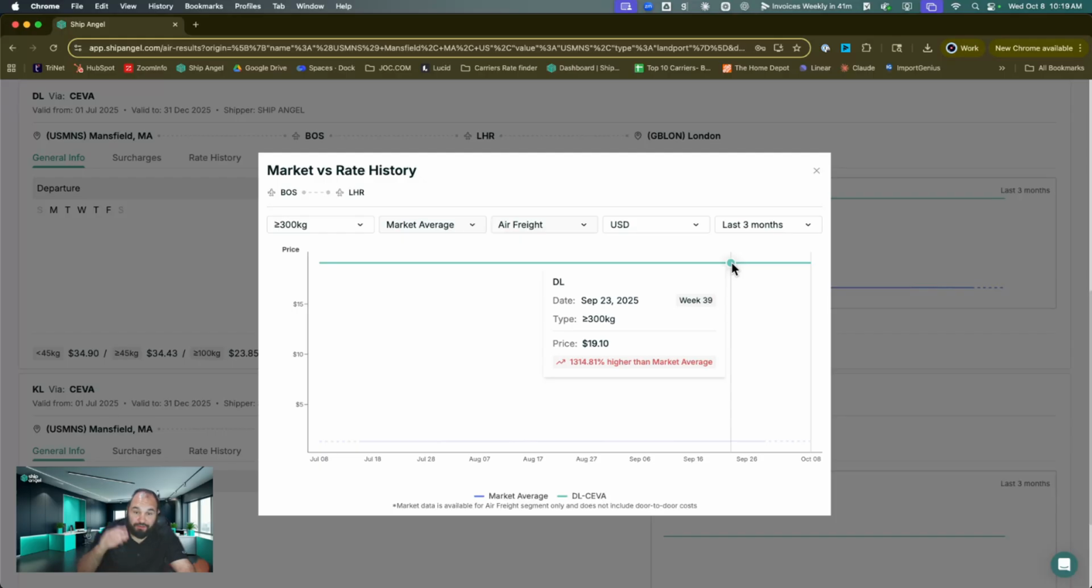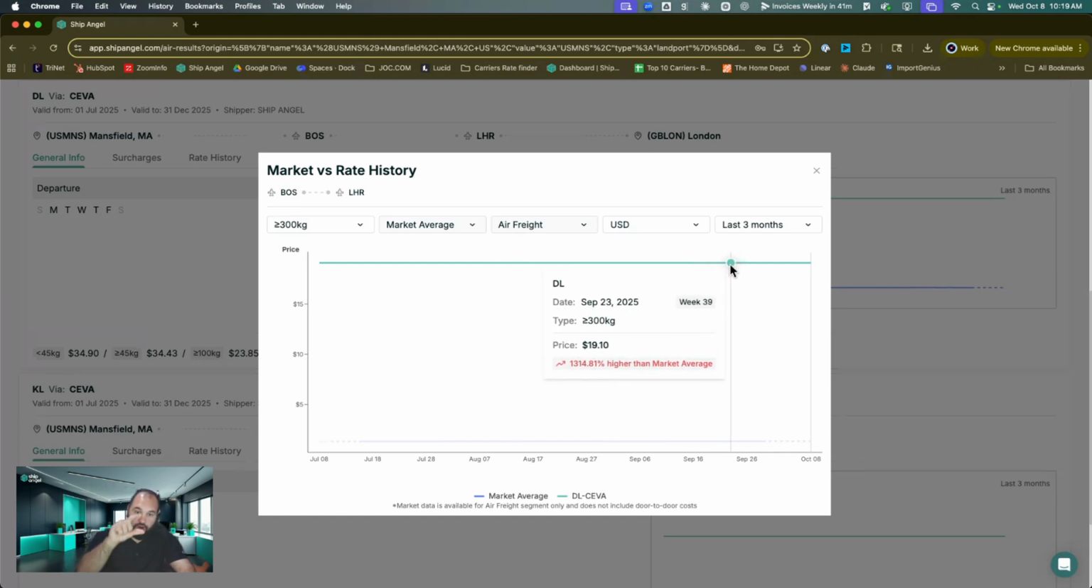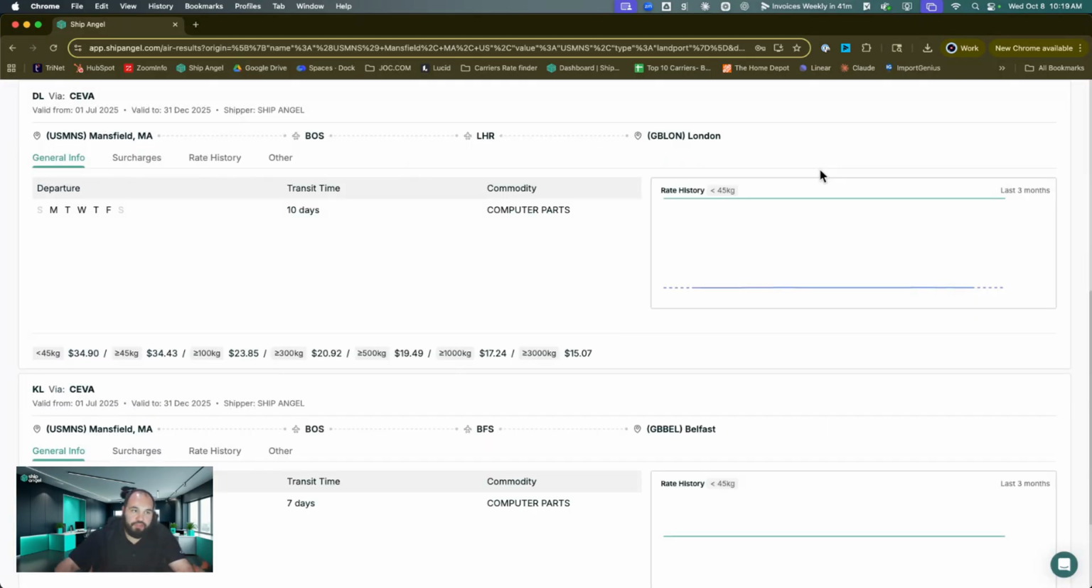Ultimately, you can go back to your boss and say, hey, look what I did. And you can show them how that has progressed. Hey, look at our rates over time. We had rates at $19.10. We understood it to be above market. We were able to lower the rate, get a more competitive rate, and look how we're trending now. All of this is not possible in today's spreadsheets. It's very much possible inside the ShipAngel platform.